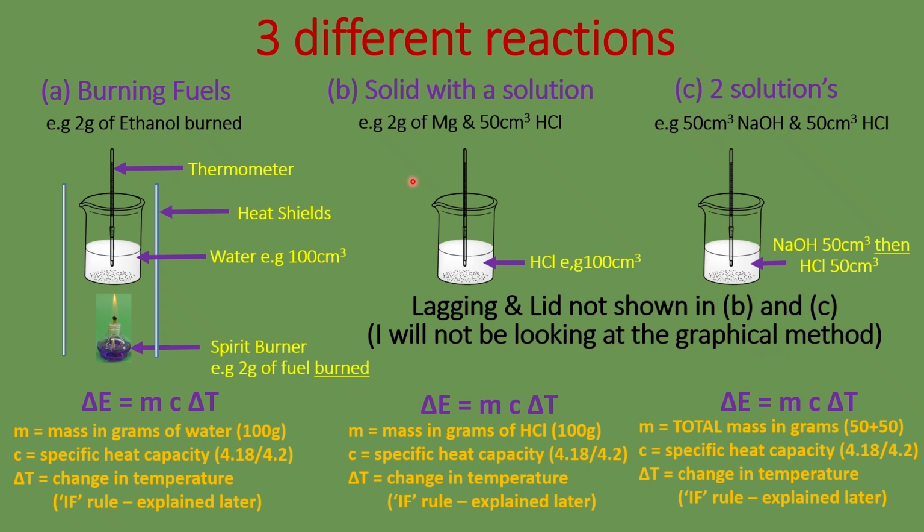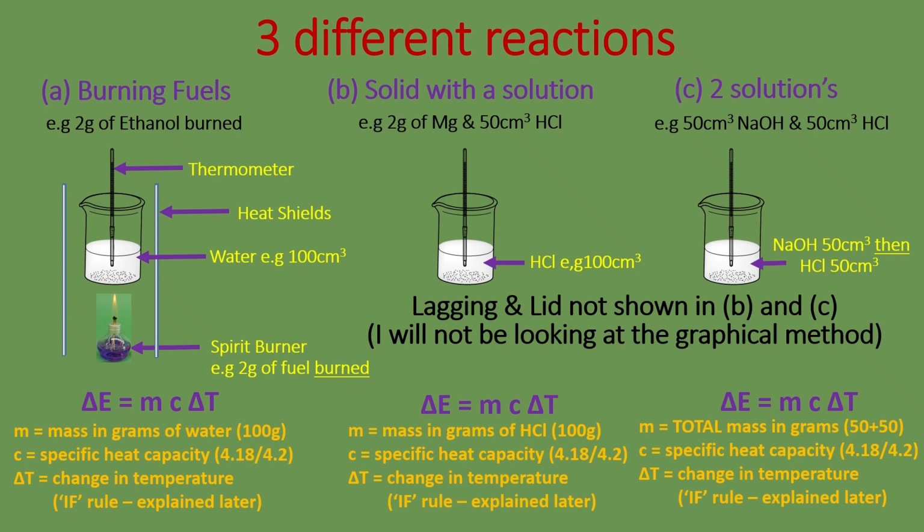I haven't added lids to any of the beakers at all, just to save me time preparing the PowerPoint. But for any heat experiments, lids should be on the top, and there should be some lagging around the beakers for these two. Obviously, you can't put lagging on the first one because you're going to apply a flame. You don't want the lagging to catch fire.